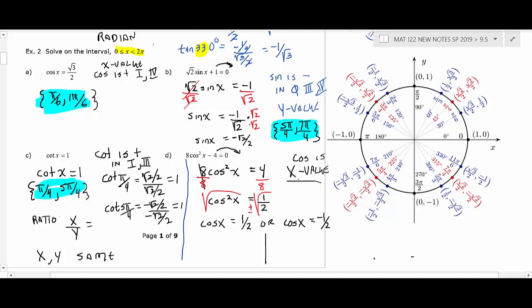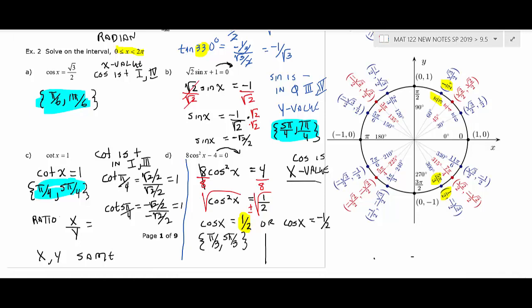All right, so what we do is we just find where this happens. Where is the cosine positive 1/2? Well, the x value turns out to be there, and the other place is there. So the answer to this part of the problem would be pi over 3, and the other part of that problem would be 5 pi over 3, like that.